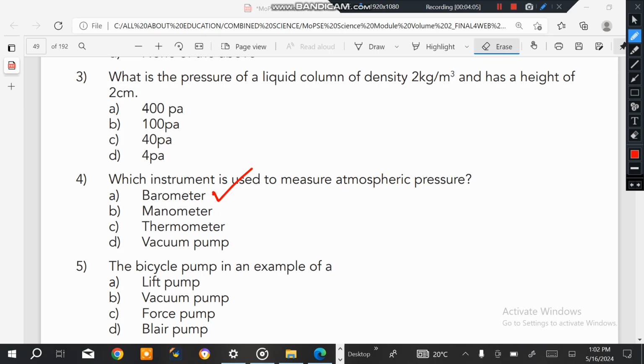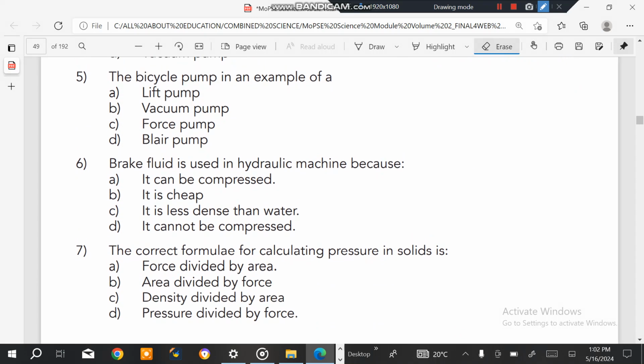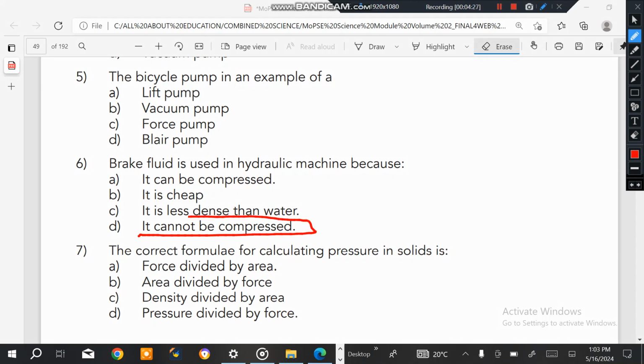The bicycle pump is an example of a force pump. Let's go to number 6. Brake fluid is used in hydraulic systems, hydraulic machines, because it cannot be compressed. That is the correct answer. Number 7, the correct formula for calculating pressure in solids is force divided by area, which makes A the correct answer. Hope you were assisted, guys.